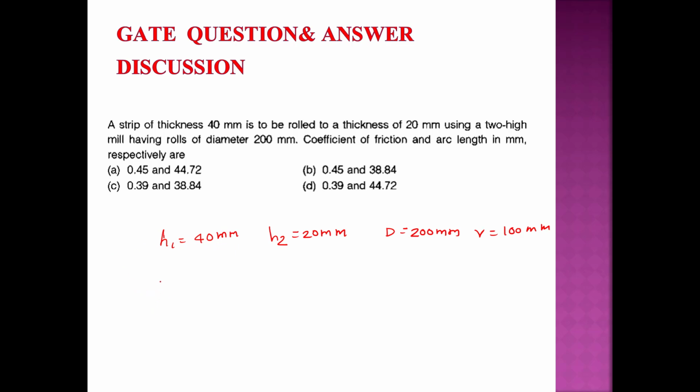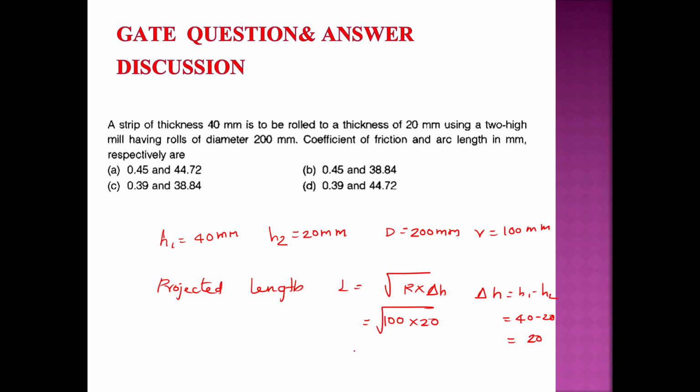So we have the formula for projected length, which is L equal to root of R into del H. Del H equal to H1 minus H2, initial minus final thickness, which is equal to 20. So all this, 100 into 20, we'll get L is 44.72 mm. Now we found the arc length. We want to know the coefficient of friction.